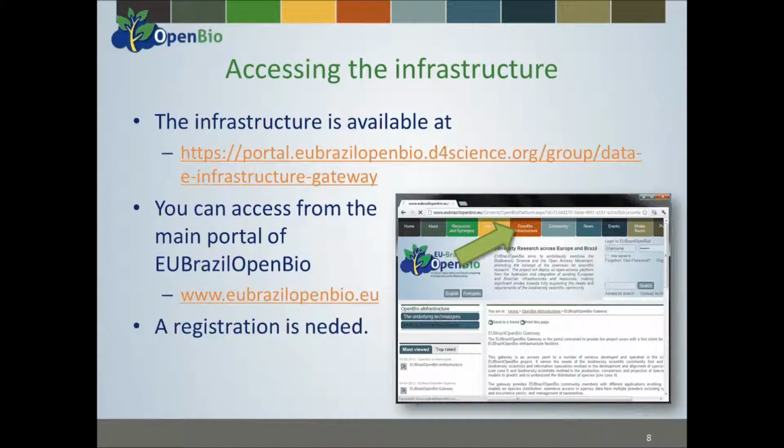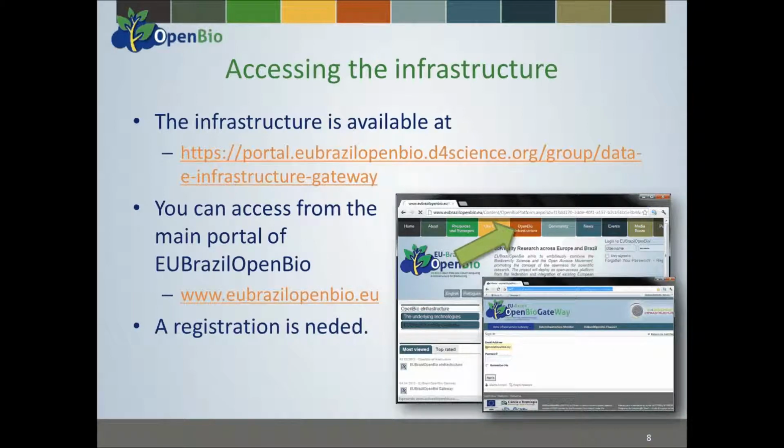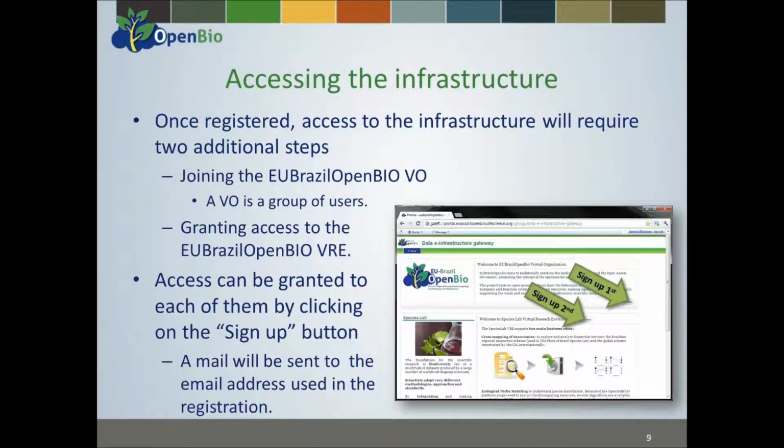The infrastructure is available at the address shown in this video. Basically, you can go through the EUBrazilOpenBio website and go to the section OpenBio Infrastructure. I remind you that registration is needed. Once you register, you will be directed to a portal in which you can first join the EUBrazilOpenBio VO if you haven't already done so. A VO is basically a group of users that have access granted to the platform, and then you sign up to access the virtual research environment Species Lab.